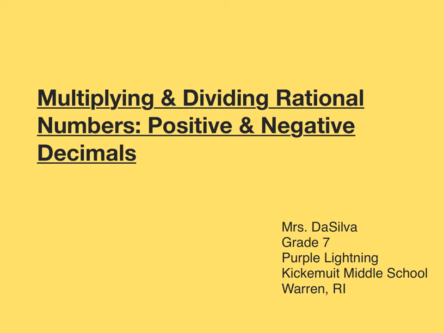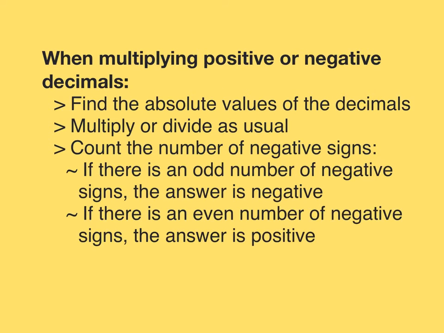So the next thing we need to talk about is multiplying and dividing rational numbers, those positive and negative decimals. Here are our steps for doing this. The first thing, we need to find the absolute values of those decimals, multiply or divide as usual, and then we count the number of negative signs. If there's an odd number, it's negative; an even number, it's positive.